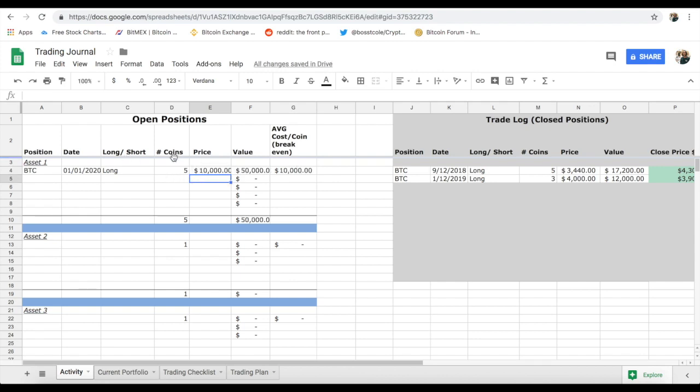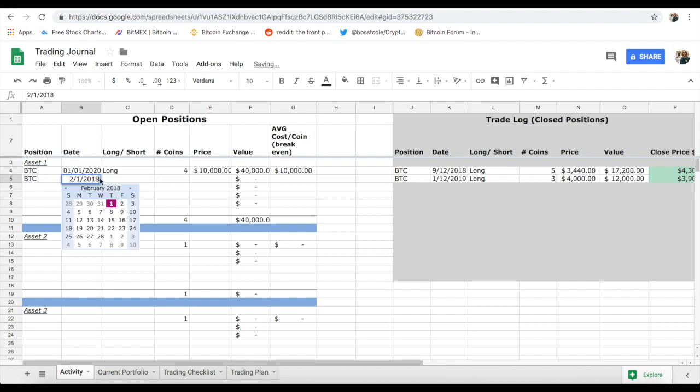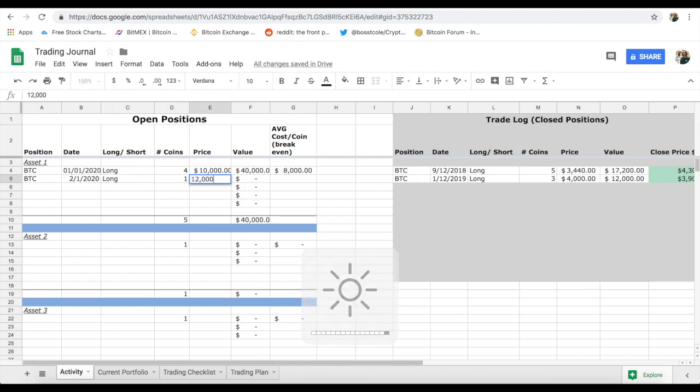mathematics. So then you can see what gets automatically calculated. It's got the value of the position and the average cost break even of the coin. So what's cool, I might make this 4, and then we'll go in by Bitcoin on the 2nd. So we make a second entry here, and this is where it gets really cool. 2020, and we're going long again, and we're buying one coin at a price of $12,000.